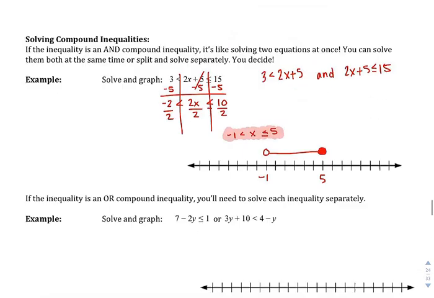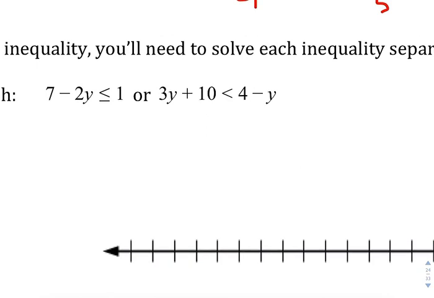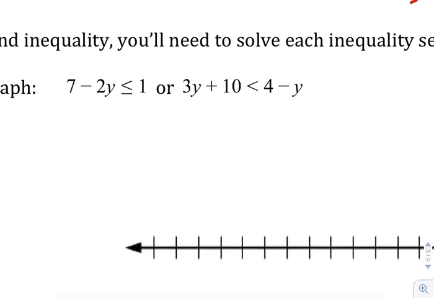So if you see the word "and" there, it's okay. It just means your solution should shade in the middle still. It's just that sometimes they do choose to write it as two separate inequalities. But ors will always be written as two different ones. And then you just solve them both.